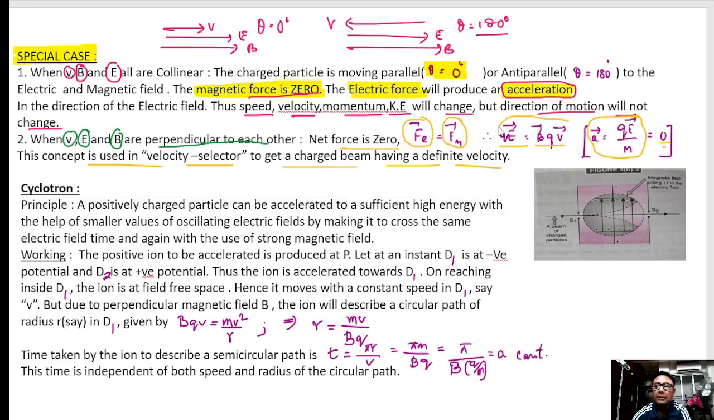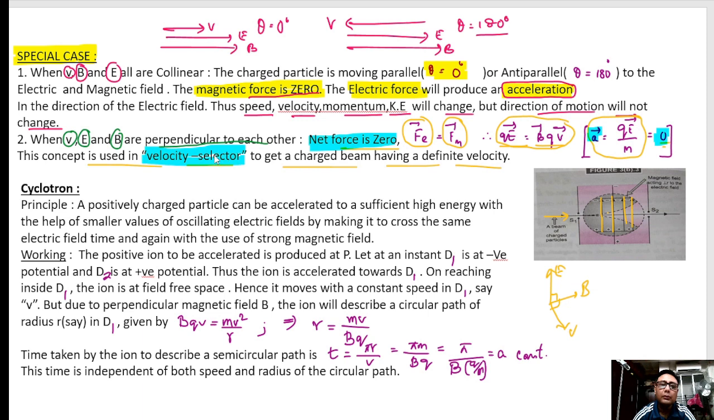And this concept is for when the particle is entering the electric and magnetic field. See here, this is the particle entering, this is the electric field and this is the magnetic field. Basically it looks like this: electric field, magnetic field, and this is the velocity of the particle. All are perpendicular to each other. In this case, the force due to the electric field and the force due to the magnetic field will be the same, so we can tell there is no net force. The net force acting on the particle will be 0, and if the net force is 0, then acceleration is 0, and this is called velocity selector.